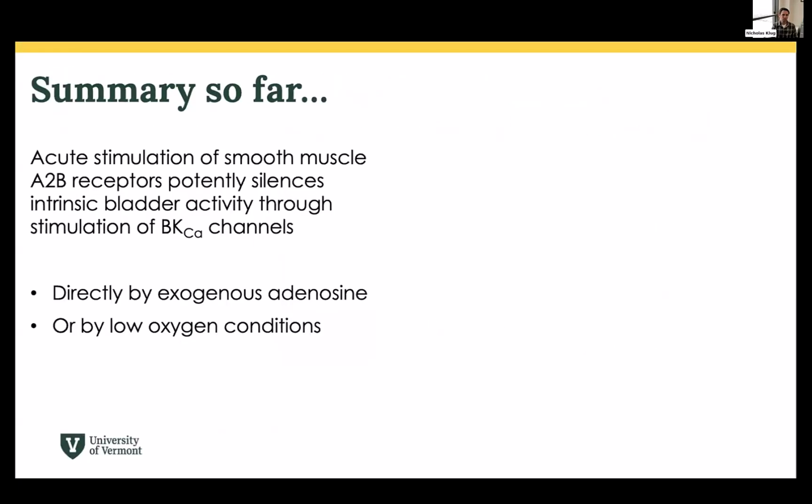So the summary so far, I hope you could take away from this, is that acute stimulation of smooth muscle A2B receptors potently silences intrinsic bladder activity through the stimulation, or at least a large part of it is through the BK channels. And this could be done either directly by adding exogenous adenosine like we did, or by exposing the tissue to acute low oxygen conditions.